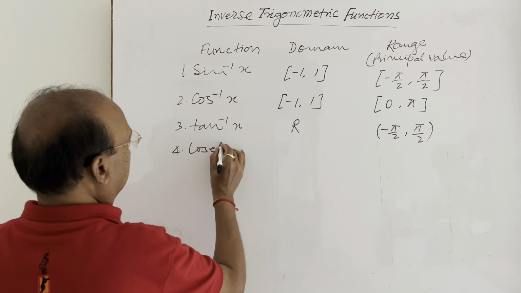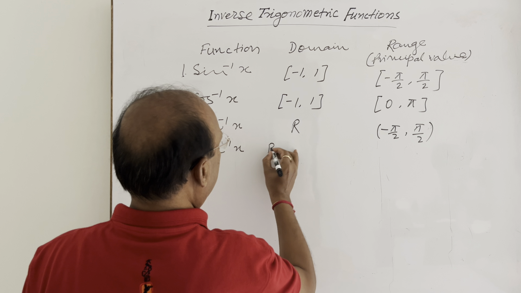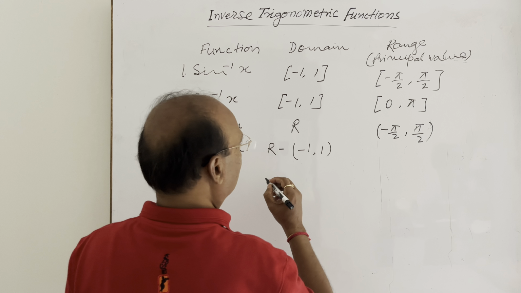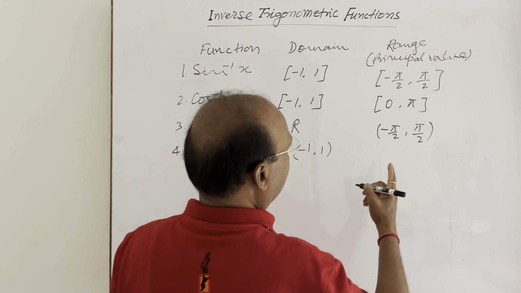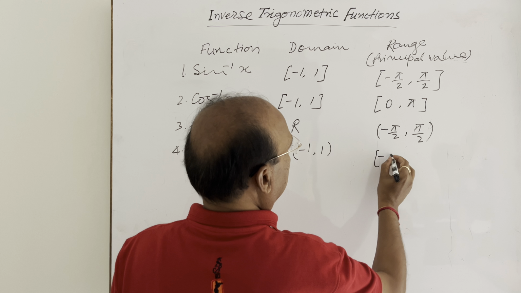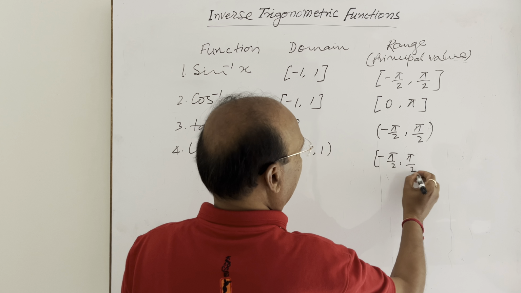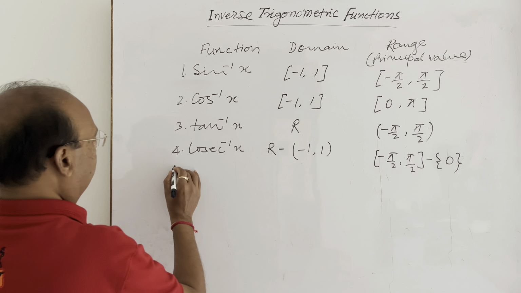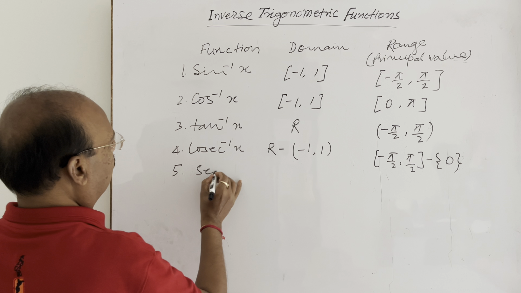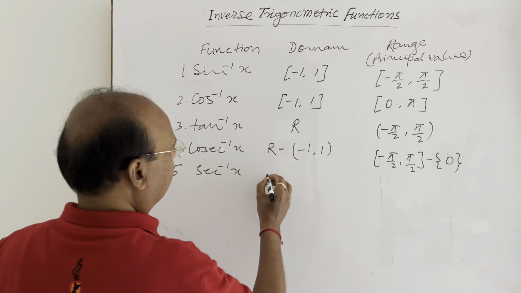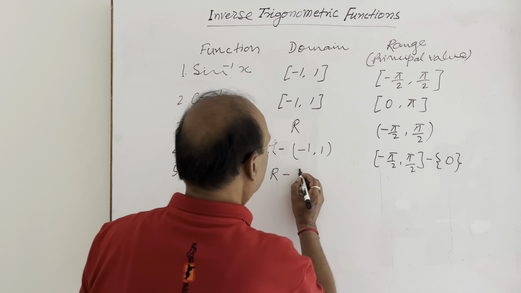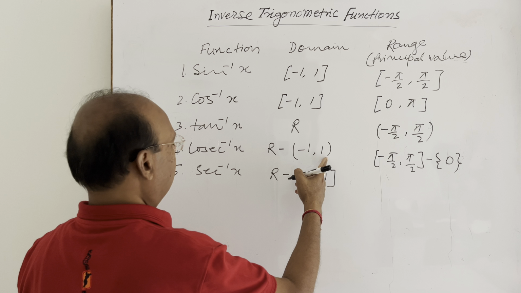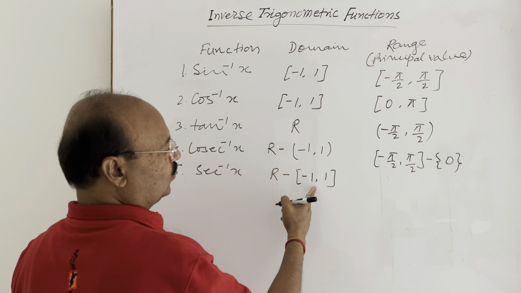Next, cosec inverse x, here the domain is R minus the open interval minus 1 to 1, and here the range will be minus pi by 2 to pi by 2 minus the element 0. And fifth, sec inverse of x, this is R minus the closed interval minus 1 to 1. You take care, this is an open interval, whereas in sec inverse this is a closed interval.